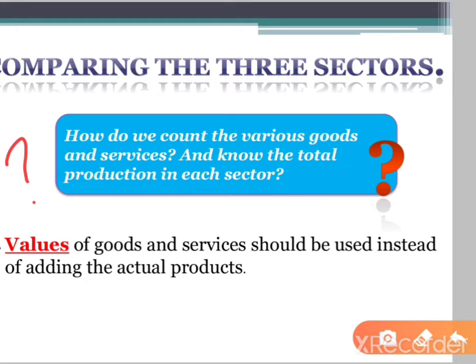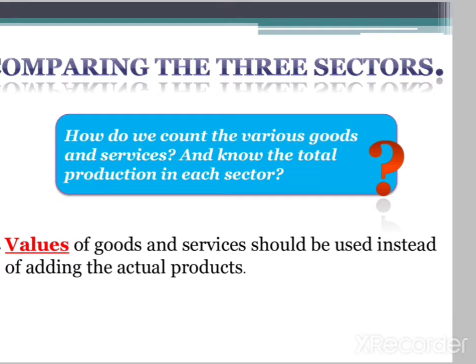You might think with so many thousands of goods and services being produced each day, this would be an impossible task. Not only would the task be enormous, you might also wonder how we can add up cars, computers, small nails and furniture. It won't make sense. You are right in thinking so. So to get around this problem, our economists have suggested that instead of adding the actual products, we need to add the values of goods and services.